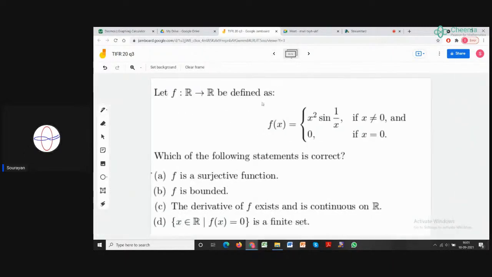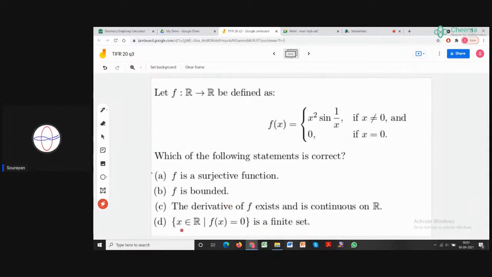There are two things that we need to consider here. In this problem, as you can see, there are many options. It is a surjective function. It is bounded. The derivative of it exists and is continuous on R, and so on. The zero set of this function is finite.